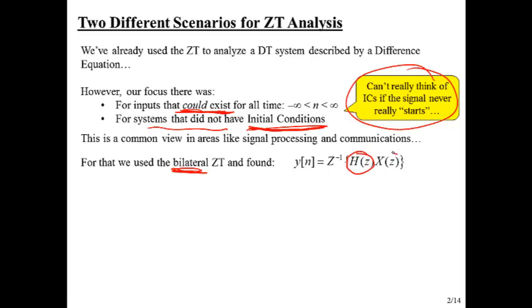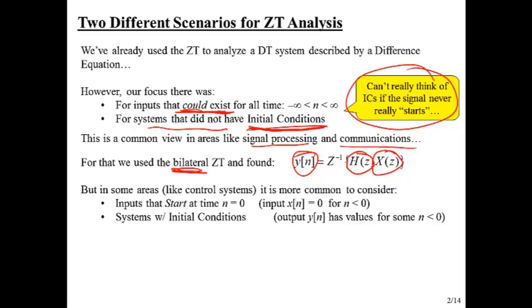And for those scenarios, as we've seen, the bilateral Z-transform was perfectly well suited, and we found H(z) and we found X(z) using the bilateral transform, formed their product, did the inverse Z-transform, and voila, we get the output signal. And that kind of analysis is perfect for signal processing and communications and things like that.